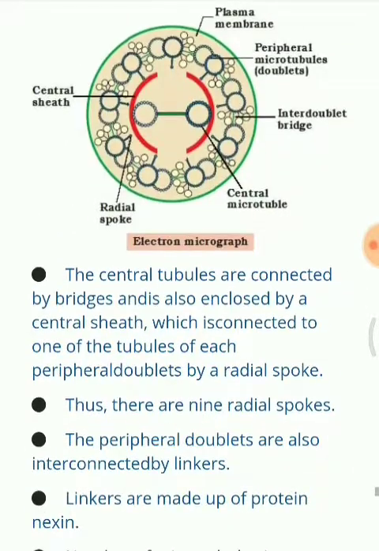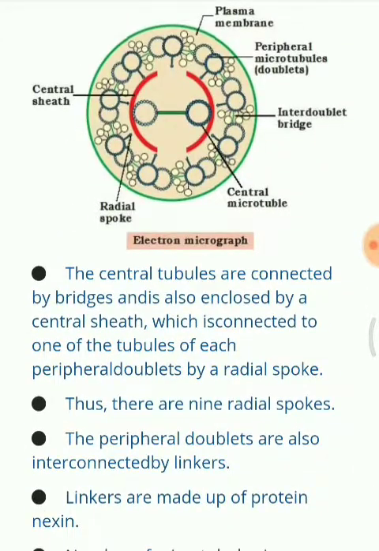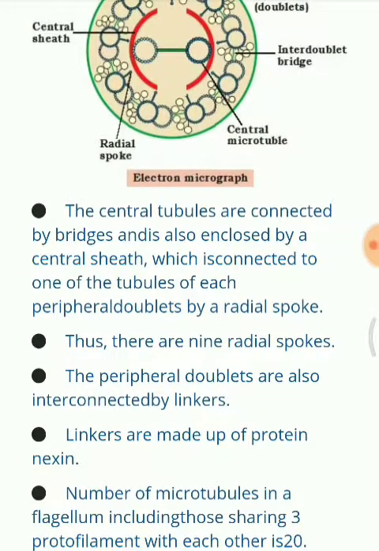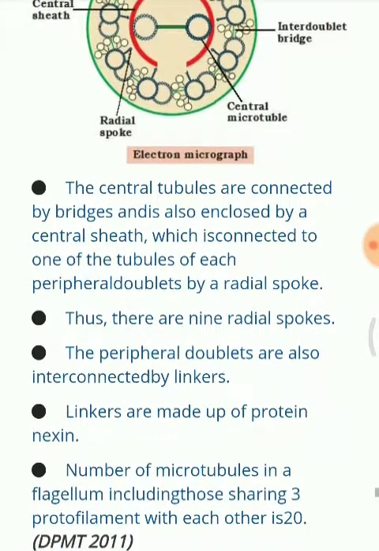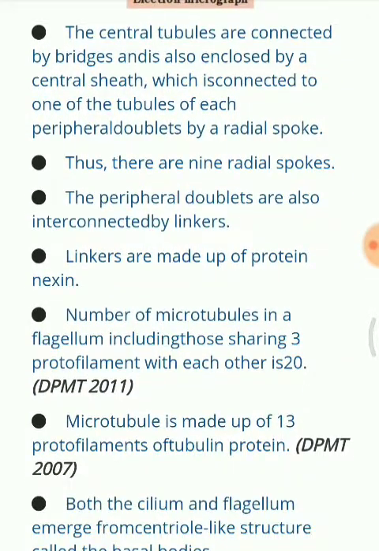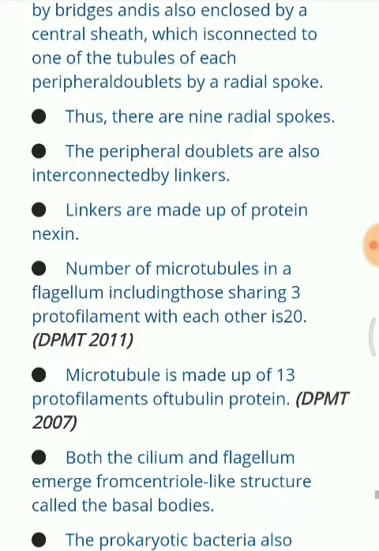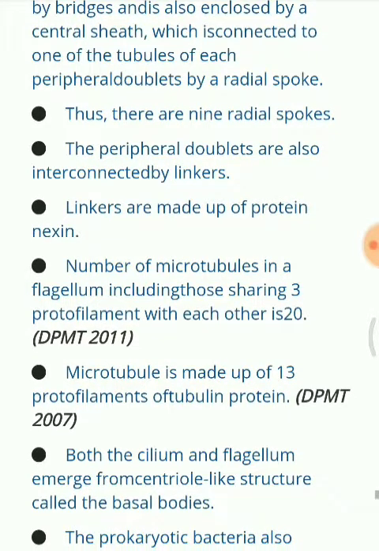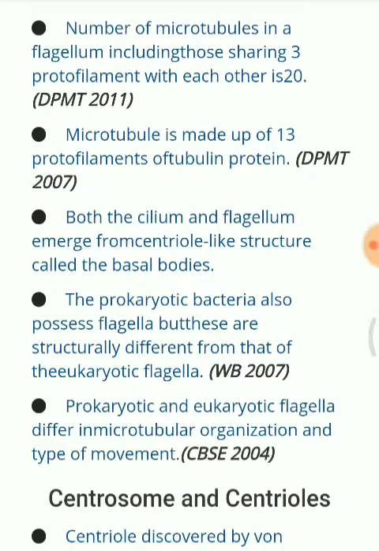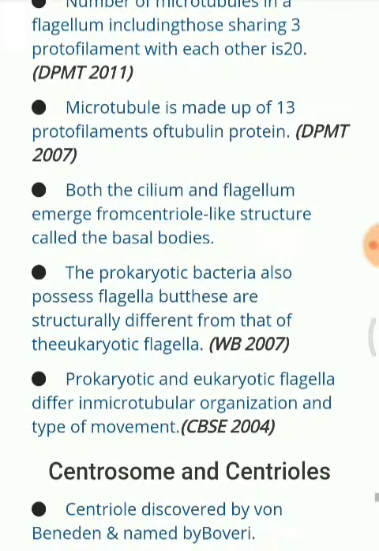The central tubules are connected by bridges and enclosed by a central sheath, which is connected to one of the tubules of each peripheral doublet by a radial spoke. Thus, there are 9 radial spokes. The peripheral doublets are also interconnected by linkers. Linkers are made up of the protein nexin. The number of microtubules in a flagellum, including those sharing 3 protofilaments with each other, is 20. A microtubule is made up of 13 protofilaments of tubulin protein. Both the cilium and flagellum emerge from a centriole-like structure called the basal body.